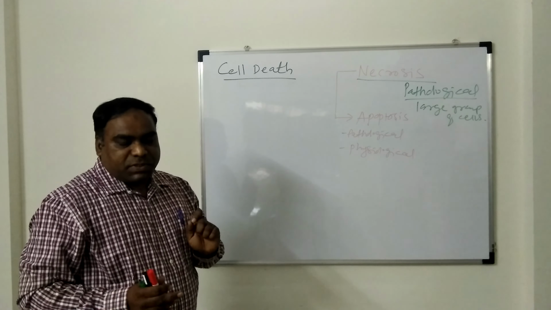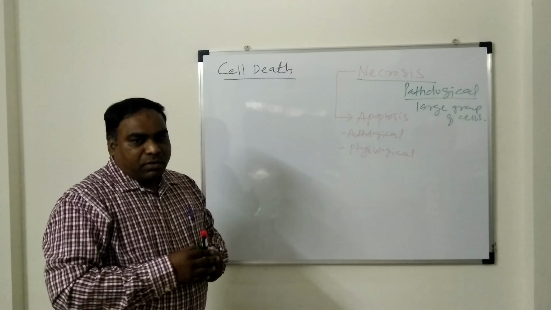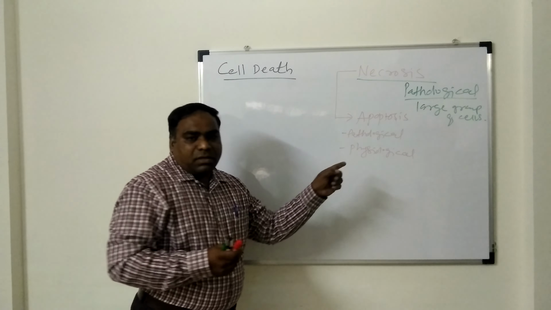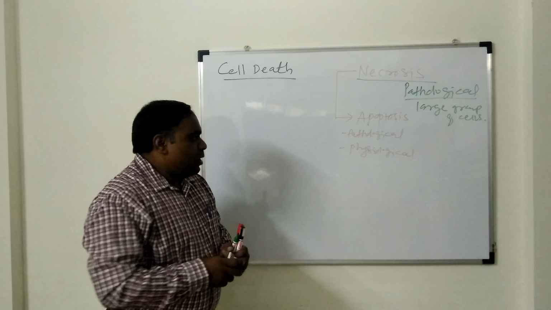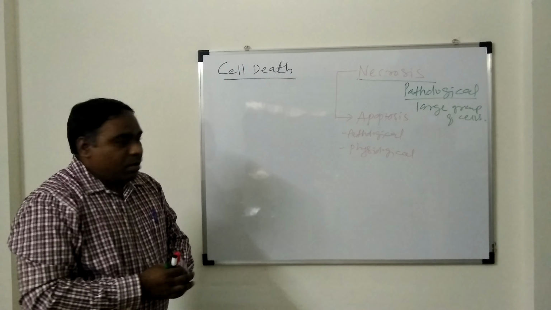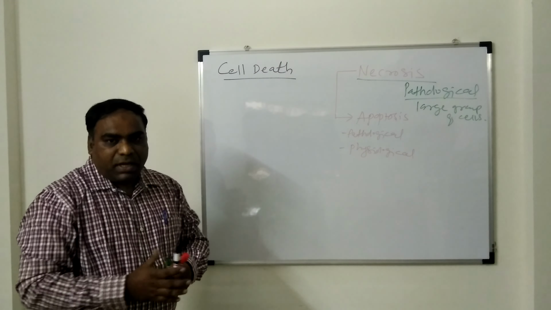That is an apoptosis process, and it is a required process for the physiology of the body. Sometimes it is also pathological. But necrosis is always pathological. Today we are going to focus only on the necrosis process: how it takes place and what actual changes happen in the cell during the necrotic pathway.